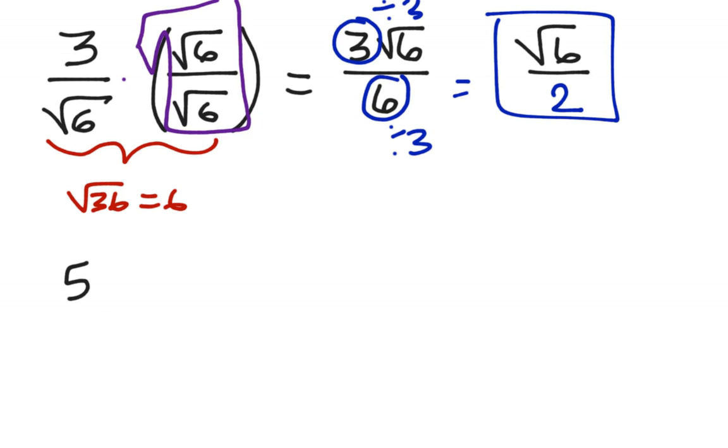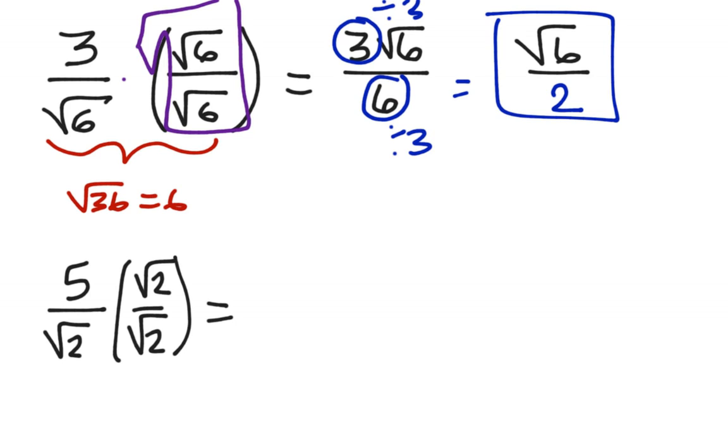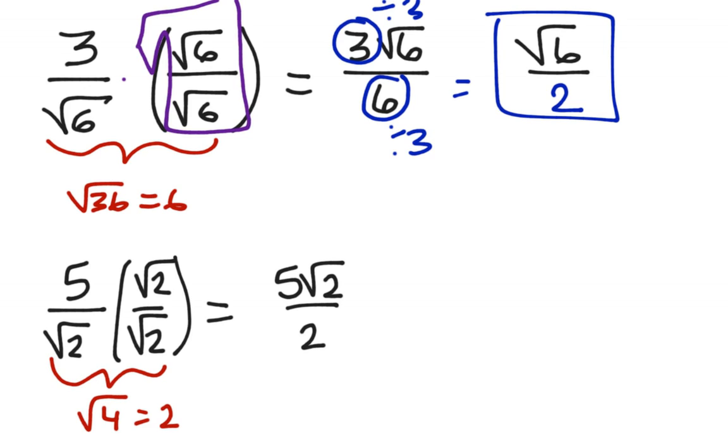Similar problem. I have 5 over radical 2. Again, can't have that radical in the denominator. If we multiply the denominator by radical 2, we've got to multiply the numerator by radical 2 also, again, because that's 1. 5 times radical 2 over 2, because once again, radical 2 times radical 2 is radical 4, which is really 2 when it's simplified. I cannot simplify the 5 and the 2 outside of the radical. We leave it as it is, and we are finished.